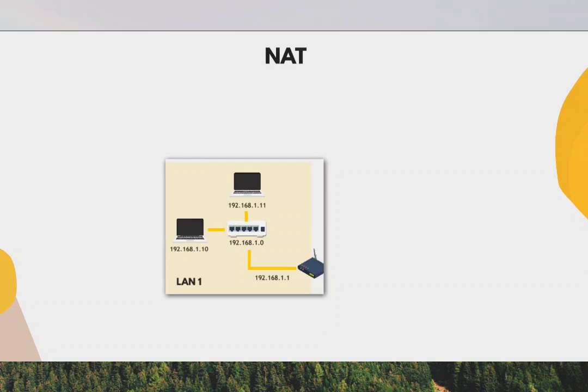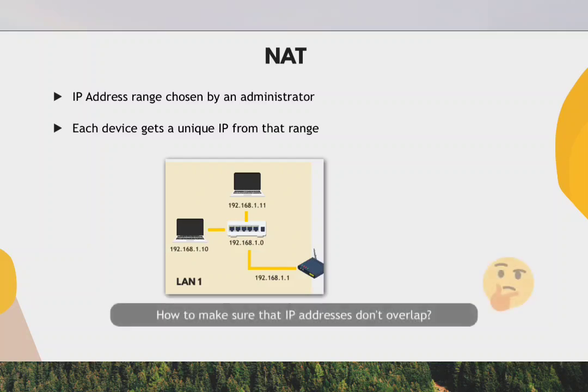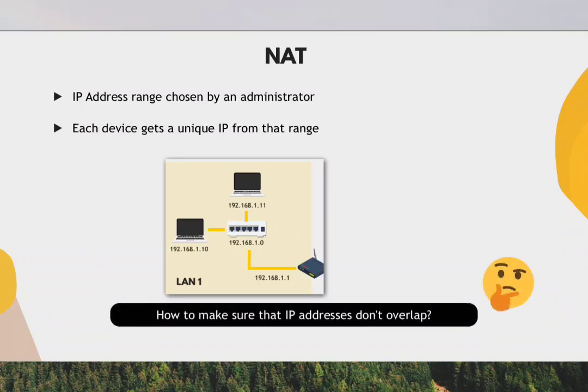Now we said that internally in a LAN, we have an IP address range that a network administrator of a company or school, or in case of your own house, your internet provider chooses, and that each device will get a unique IP address from that range. And suppose a device in our LAN is talking to a device in another LAN. Now, how do we make sure not every network administrator selects the same range and that the IP addresses in our LAN don't overlap or aren't the same as someone else's LAN?